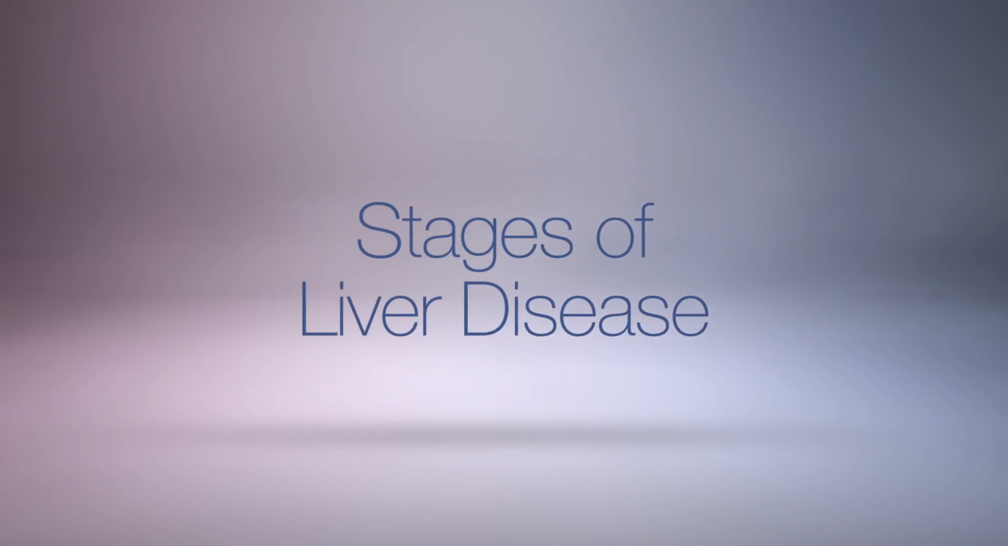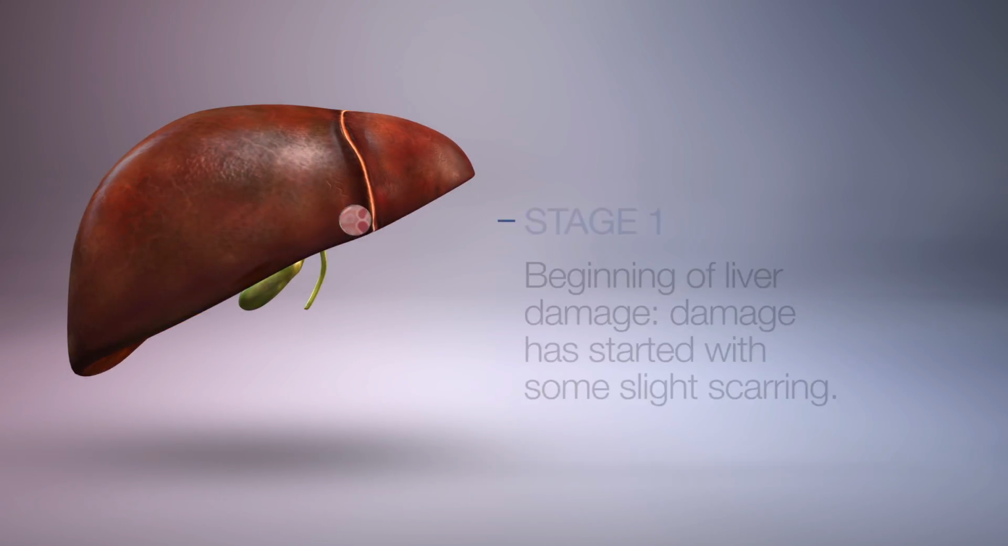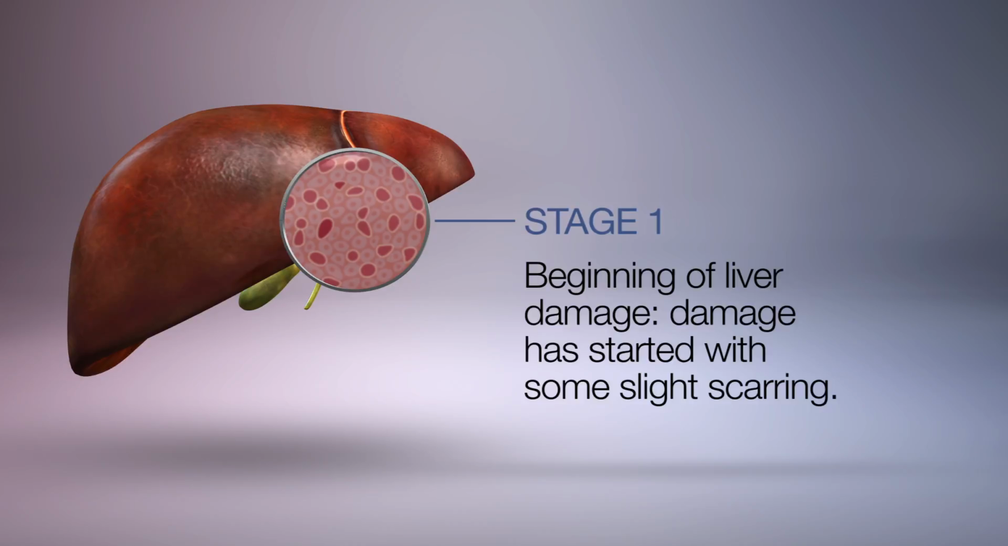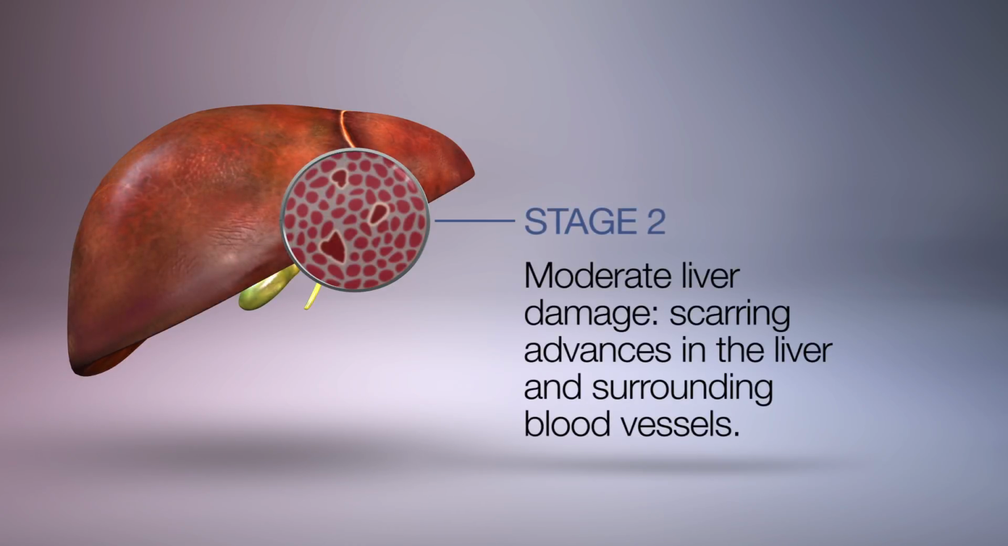The stages of liver disease. Stage 1. Beginning of liver damage. The damage has started with some slight scarring. Stage 2. Moderate liver damage. The scarring advances in the liver and surrounding blood vessels.